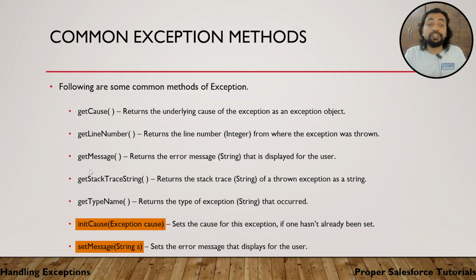Basically init cause is used to set the cause. This cause is actually the cause which is printed by calling the get cause method. So init cause is the method used to set the cause of the exception, and set message is a method used to set the message of the exception. So we will use these methods when we create a custom exception. Till then there is no use of these methods.